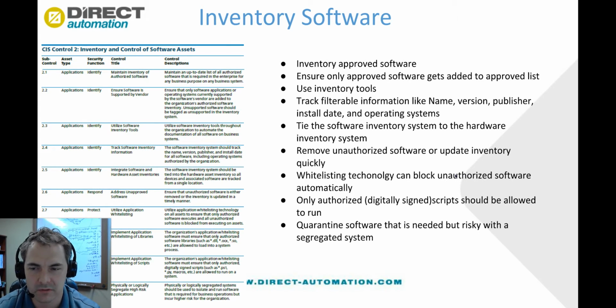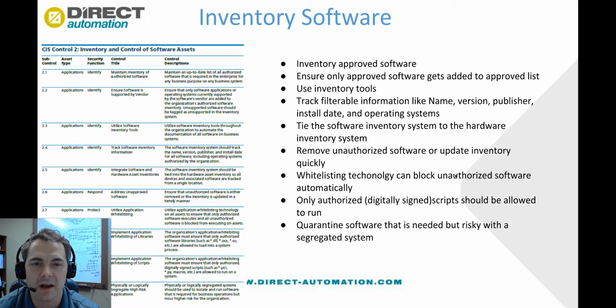So we're going to talk about inventorying your software, making sure that you're running safe software. The first step is to make sure that you have a list. Just start your list to inventory approved software. Ensure that only approved software gets added to that approved list. And for this, you can use inventory tools. You can find the one you need. We can assist you with that if you need help. But generally, everybody has their favorite, right?